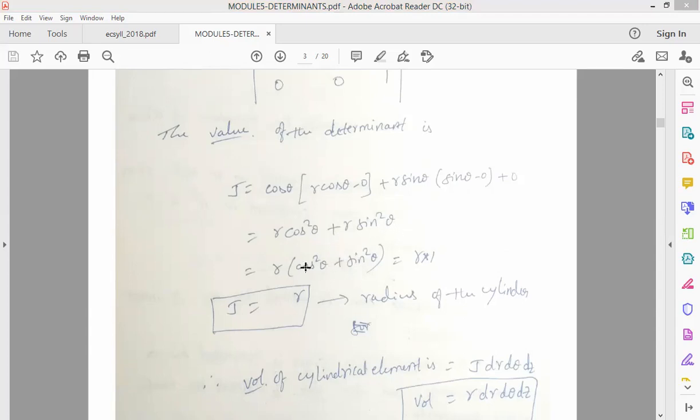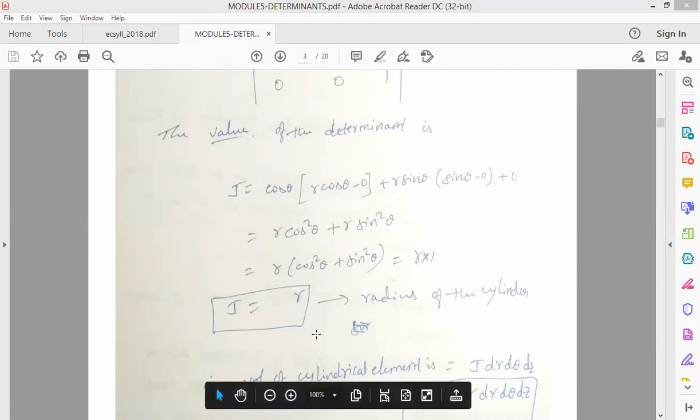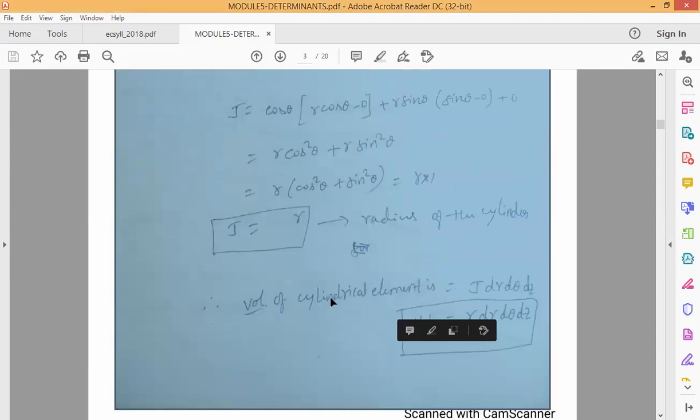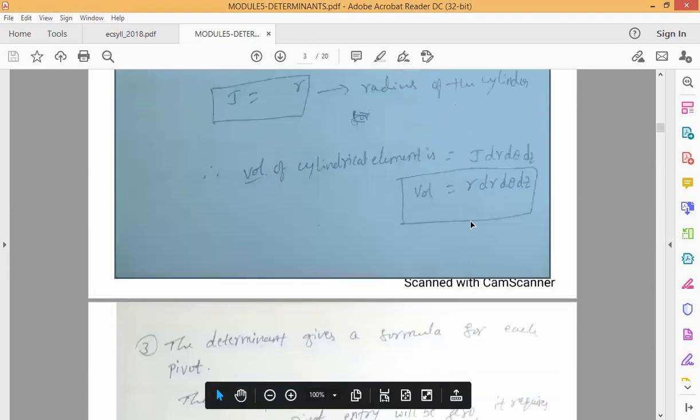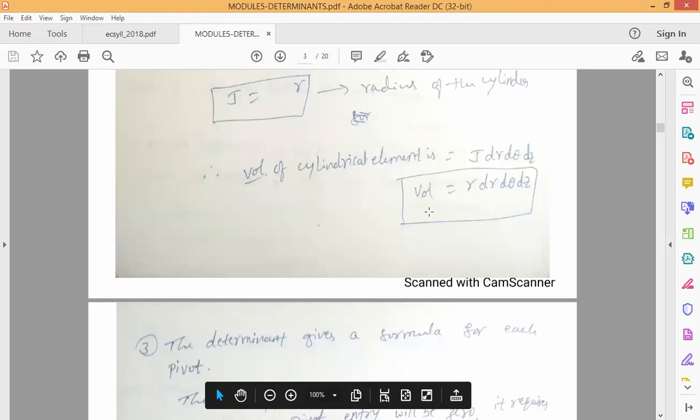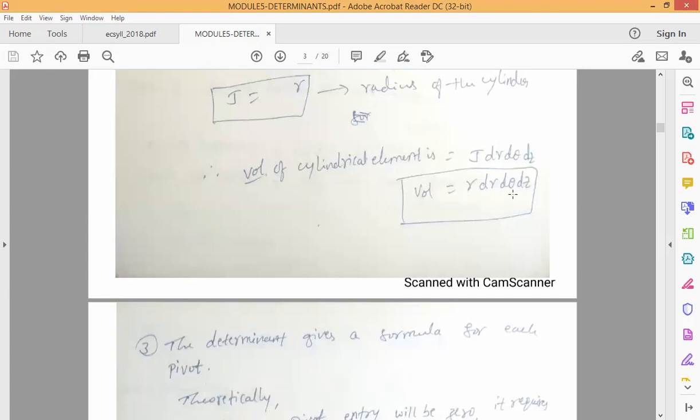Since r is common on both sides, we can take r common within the bracket: cos square theta plus sin square theta. But as we know, the sum of cos square theta and sin square theta is equal to 1. So we get the Jacobian value as r for the cylindrical coordinate system. This r is nothing but the radius of the cylinder. Now using this, the volume of the cylindrical element, which is taken as J dr d theta dz, we substitute J as r. So the volume is equal to r dr d theta dz.